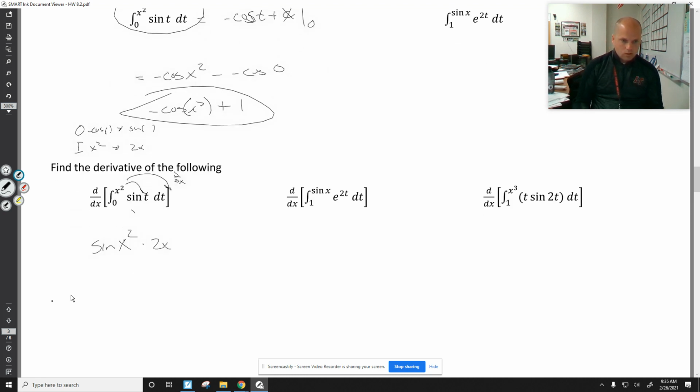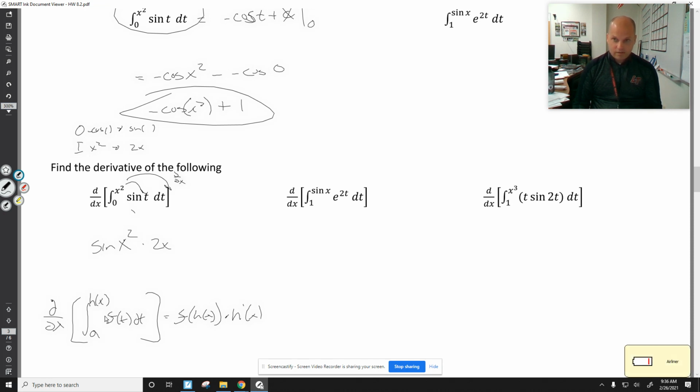The rule, I don't want to say it's a rule, it's just what you figure out, is that if you start with any number, go to a function f of t dt, and you're taking the derivative of this, you get f of h of x times h prime of x because of the chain rule. Notice it's not f prime of h of x times h prime of x, which is what the chain rule usually is, because I'm taking the derivative of the antiderivative of this. So it goes back to where I started.